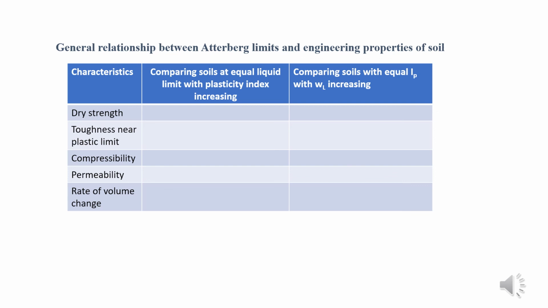Suppose we look at the two columns, and you want to compare soils which have equal liquid limit, but the plasticity index is increasing. The plasticity index is basically WL minus WP. So my liquid limit is kept constant and my IP is kept increasing. What happens when the plasticity index increases? Dry strength increases.